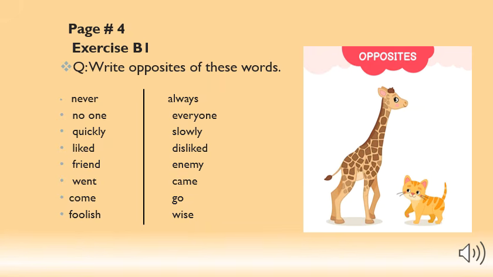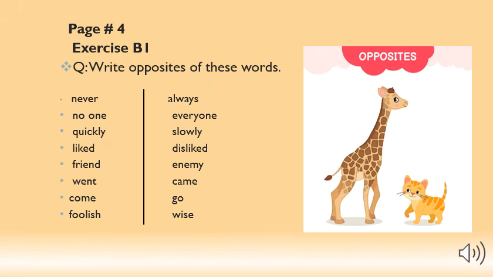First word is never and its opposite is always. The next is no one and its opposite is everyone. The next word is quickly. Its opposite is commonly used in our daily life, that is slowly. The next word is liked and its opposite is disliked. Then comes friend. Its opposite is enemy.